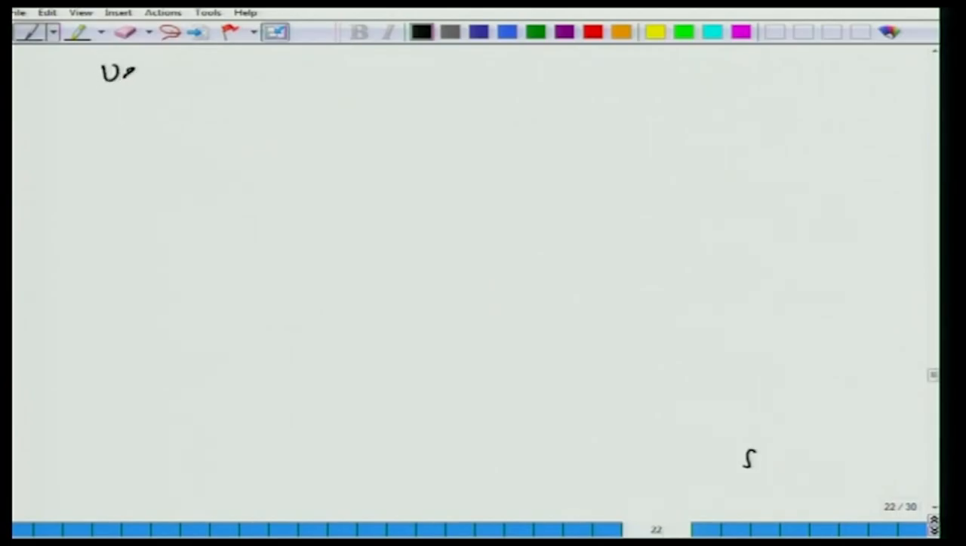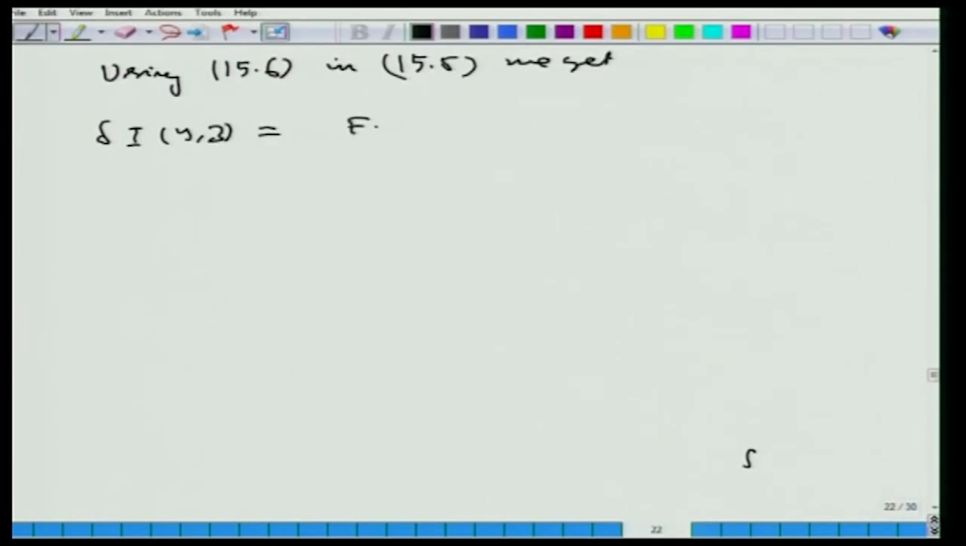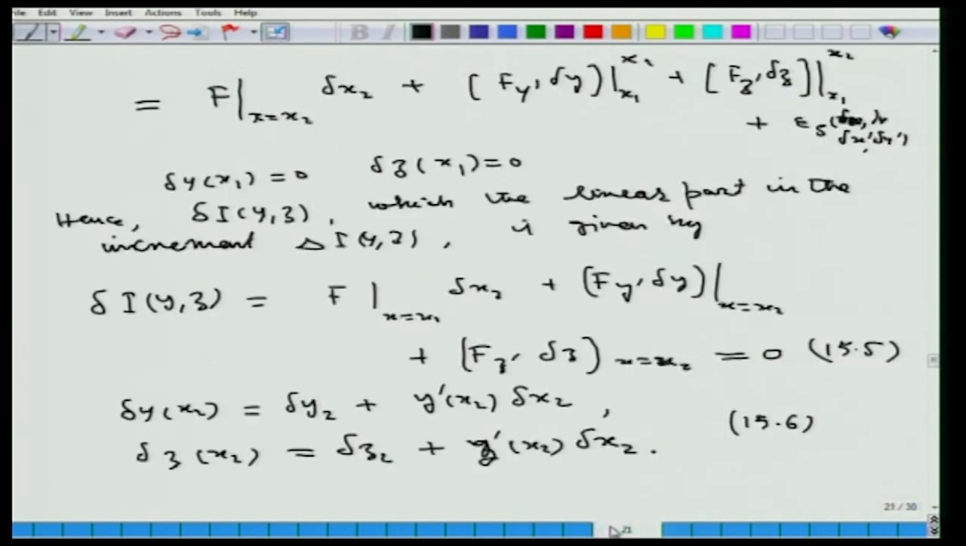So, using 15.6 in 15.5, we get this delta I at y z equal to f minus y prime f y prime evaluated at x equal to x2 times delta x2, plus, and the second term also, minus z prime f z prime times delta x2. So, these terms are coming from here, substituting this. So, here we will have f y prime times delta x2. Similarly, f z prime times delta x2.